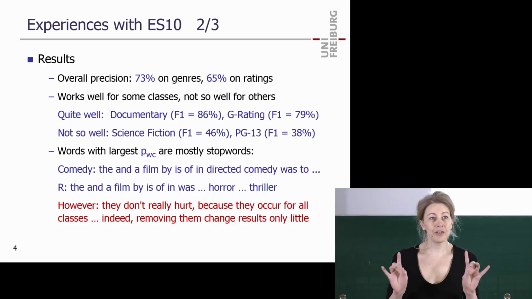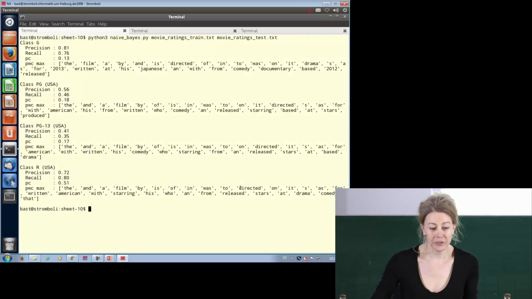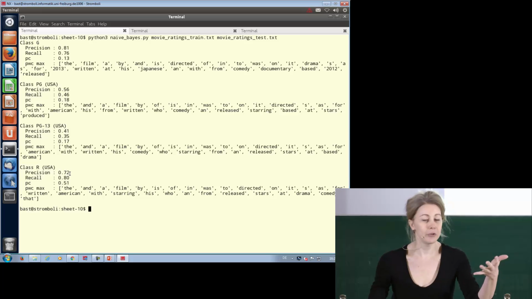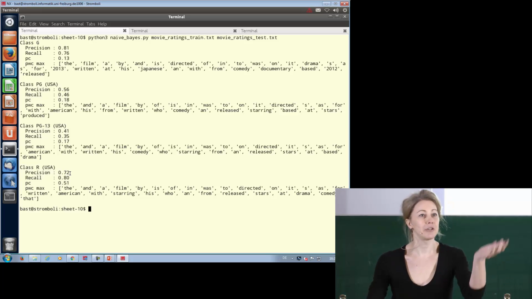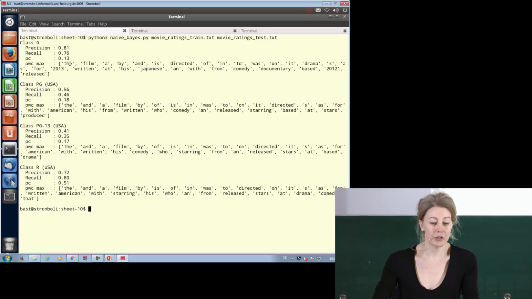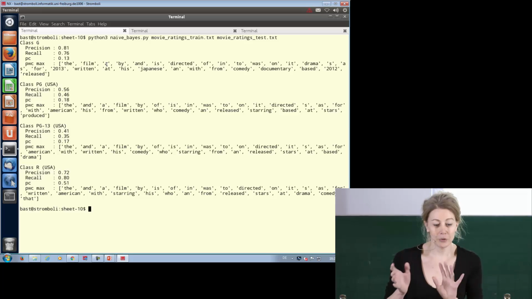If you think about it, they don't really hurt because they are everywhere, right? So you might think, oh, naive Bayes is so stupid, it doesn't work, I should eliminate them. But every class has "the" as the most indicative word, and then it doesn't matter because you're just looking at which gets the highest score. So if all of them have "the", "film", it doesn't matter because it's only about relative probabilities.